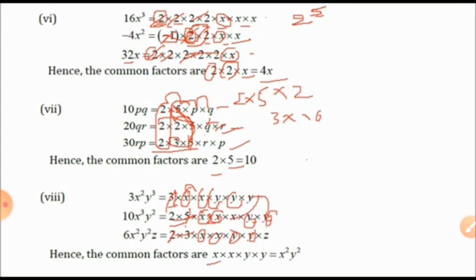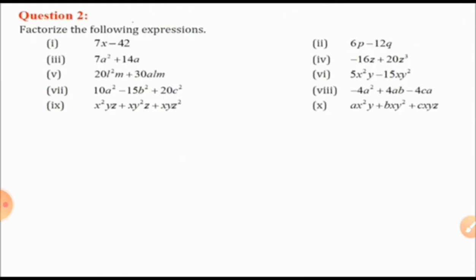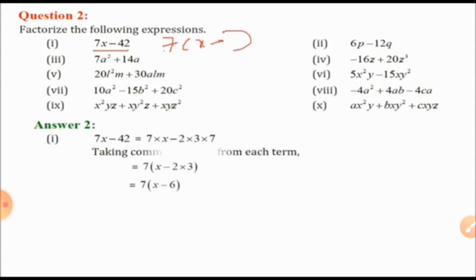Here we can check all the common factors. Question number 2 is on your screen. Factorize the following expressions. Sometimes you can spell factorize with a Z or sometimes with an S. Don't worry about the spelling. 7x minus 42. We have to do the factorization. Out of these two terms, we should check who is the common.